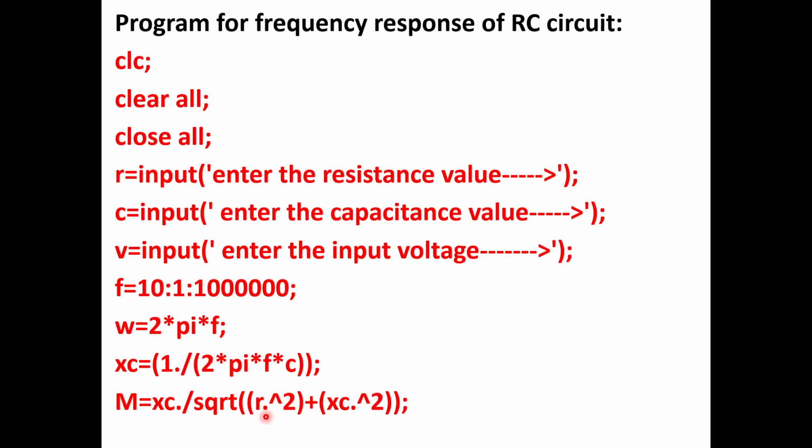R dot to the power of 2. So resistance is not going to vary with respect to frequency. Even if this dot is not there, you will get the response. Even if you put this dot or remove this dot, it doesn't matter. But this dot should be there because for different frequency values, you will get different Xc values.